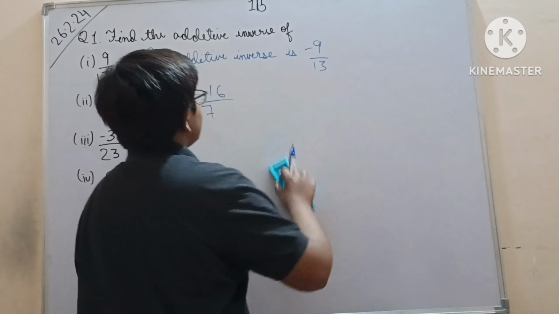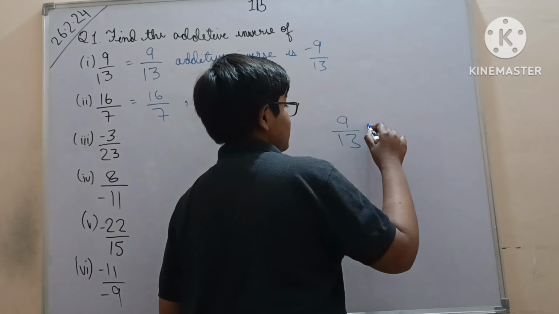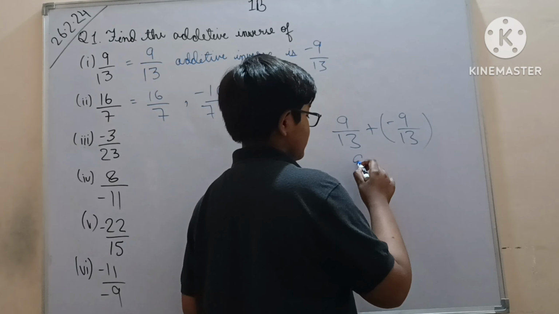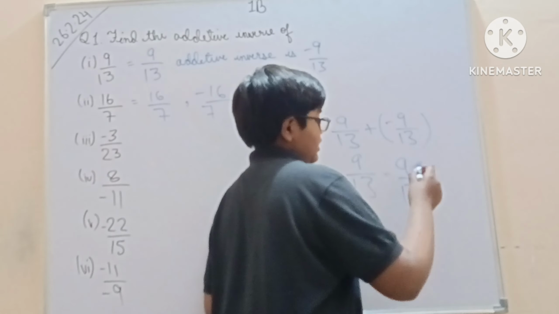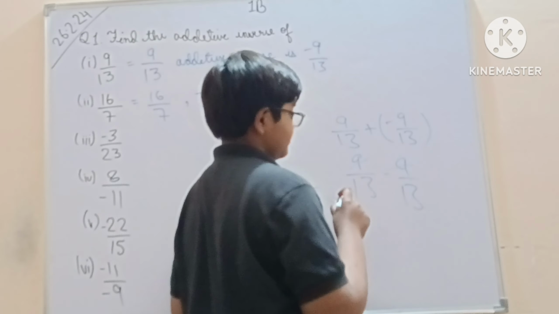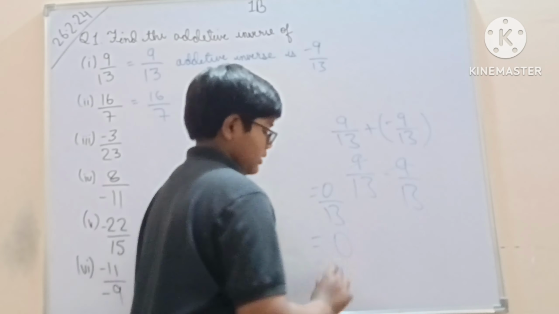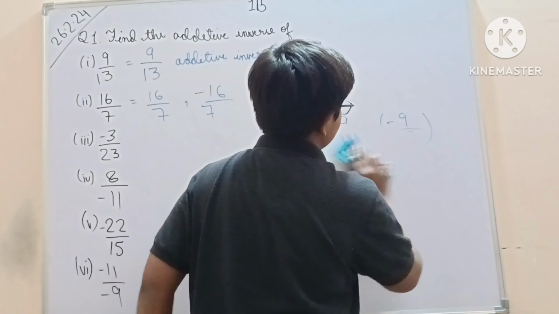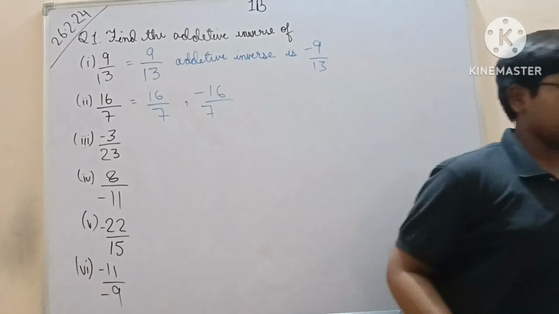Now let's take an example. If we add 9 divided by 13 to minus 9 divided by 13, then it will become 9 divided by 13 minus 9 divided by 13. 9 and 9 will be cancelled, it will become 0 divided by 13, which will be equal to 0 only. So the sum of additive inverses is always equal to 0.